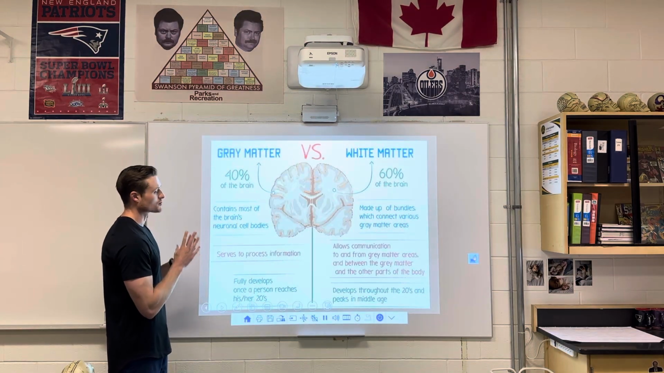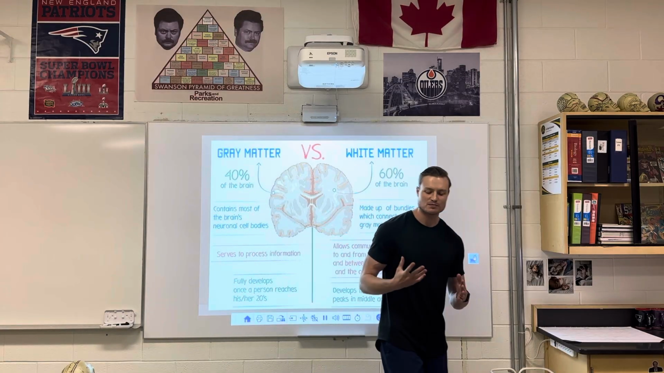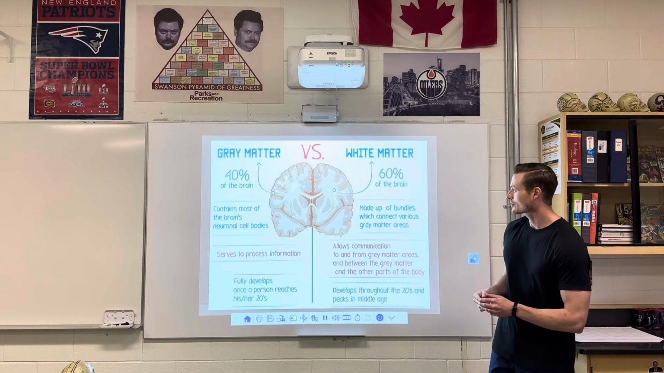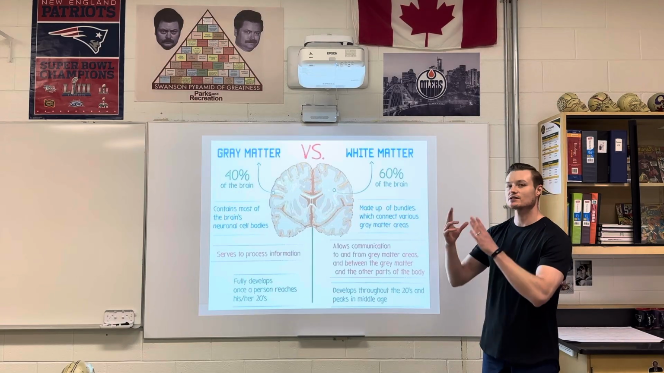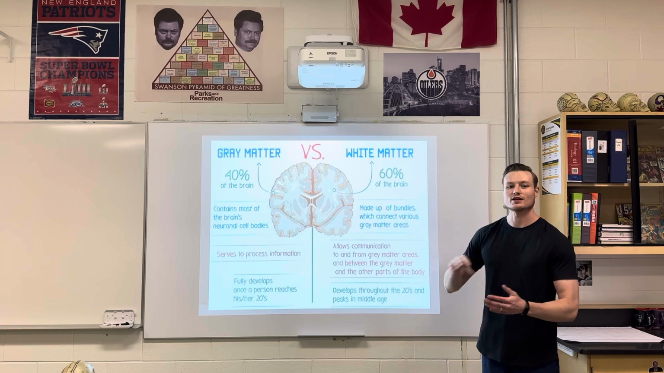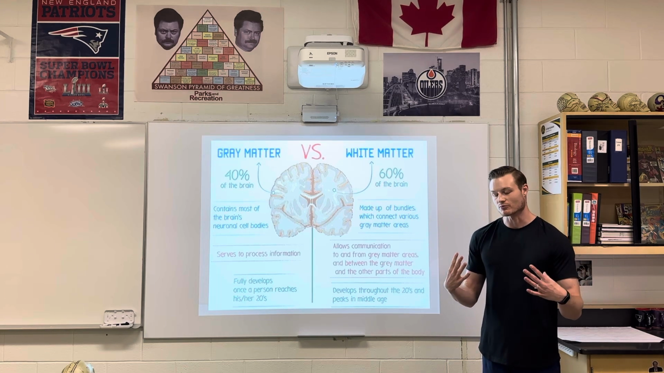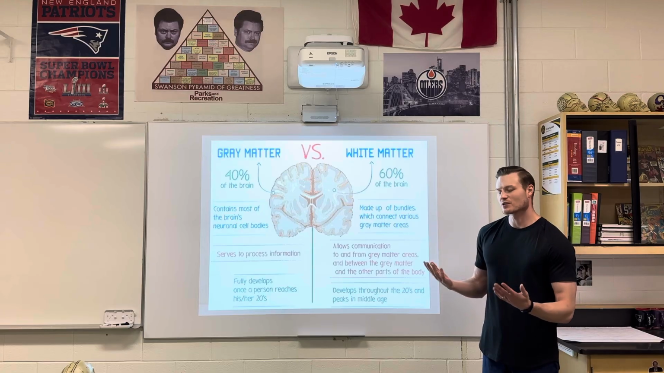Now, if we take a look at your brain, white matter versus gray matter, it's about a 40-60 split between white matter and gray matter, but what you'll notice is it's actually the inverse of your spinal cord. You actually find your white matter on the inside of your brain and your gray matter on the outside of your brain. Now, the difference here is really just speed, right?